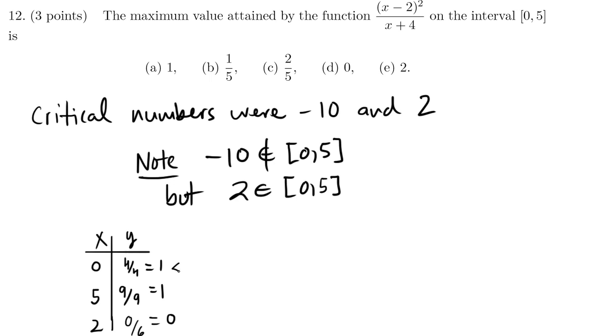The maximum there is going to be 1. It's actually attained at 2 different places. It occurs at 0 and it occurs at 5. But regardless, the maximum value is 1. So that's the answer for 12.